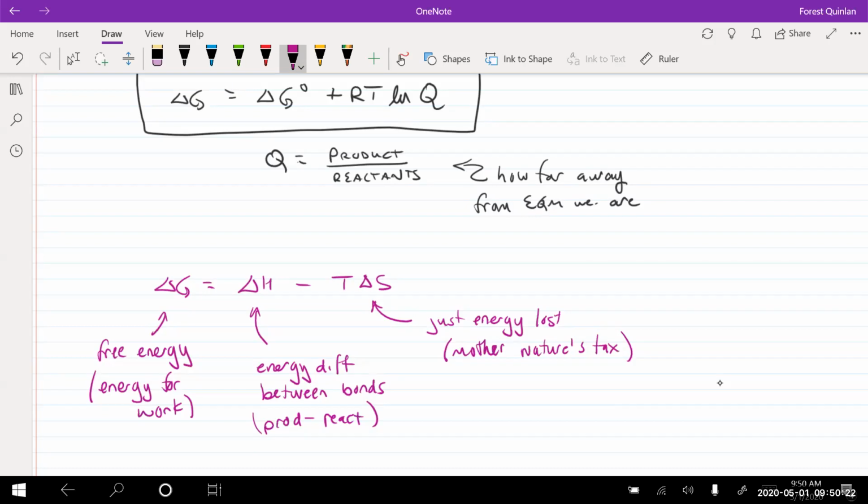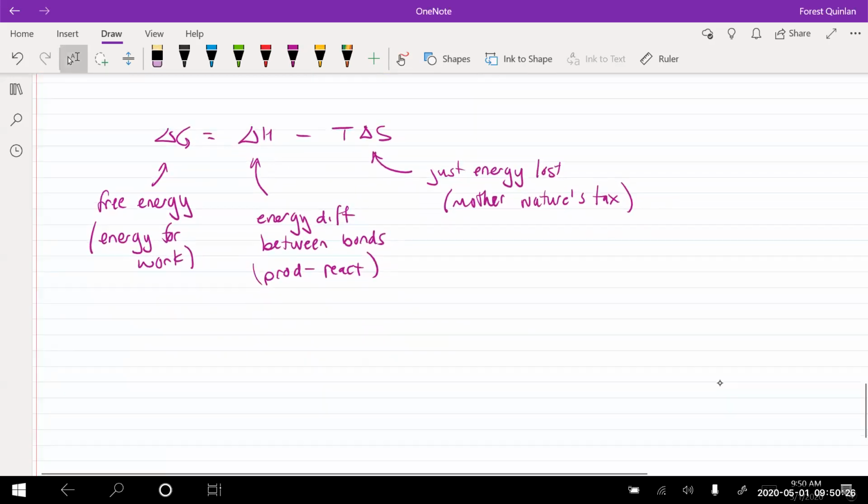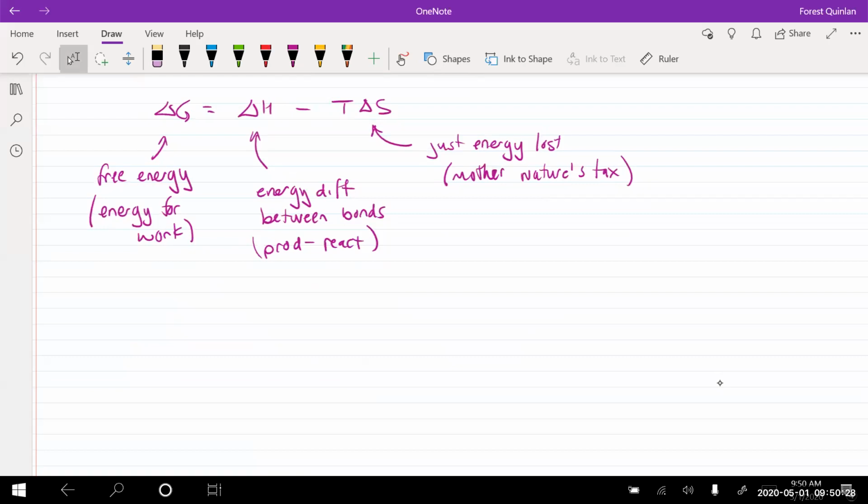We can't get anything useful out of entropy for the most part. So how does this all work? We have all these equations. Let's start putting them into practice here.